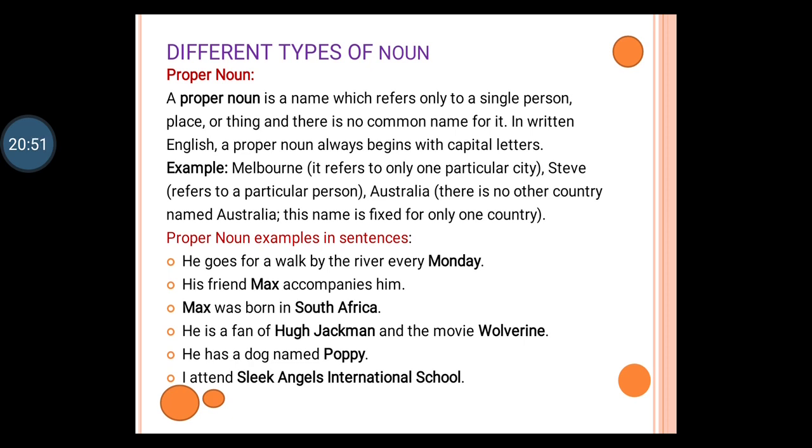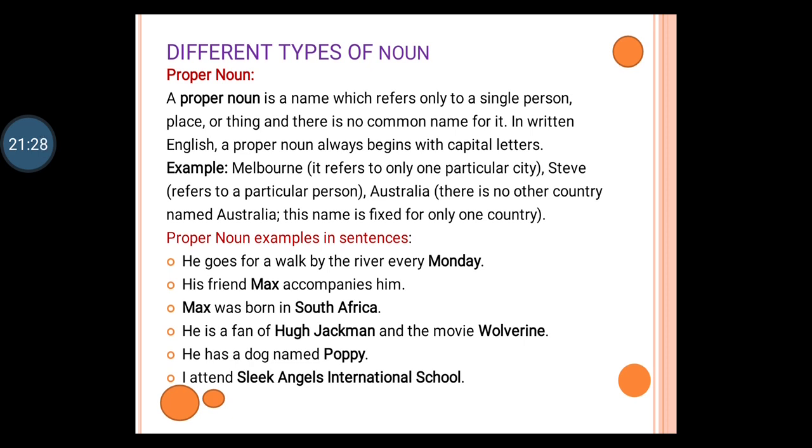He's a fan of Hugh Jackman and the movie Wolverine. Movies. What's your favorite movie? X-Men, Spider-Man, Thor, because I know most of you like action movies and movies with superheroes, like Arrow and The Flash.